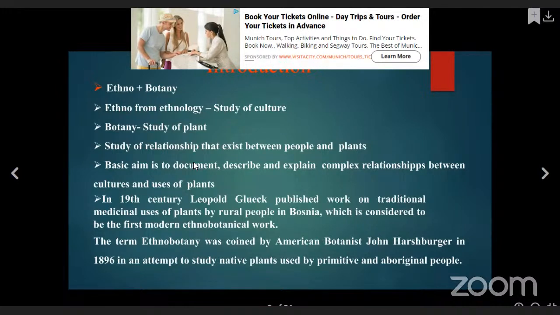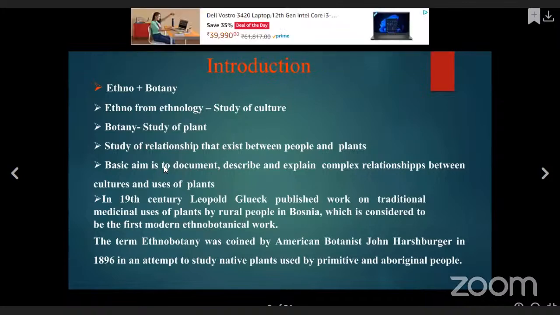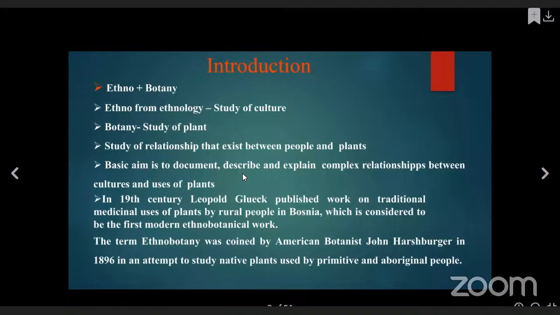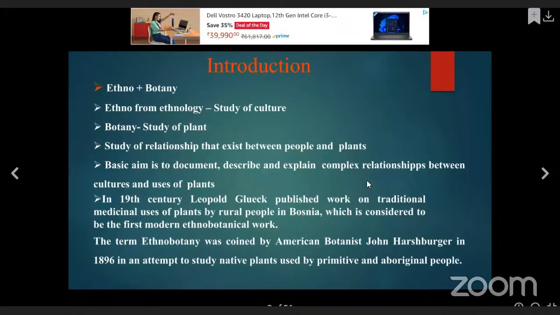In our traditional system of medicine, people are highly dependent on plants, right? Whatever health illness they have, they will depend mostly on plants. If they feel sick, if they have a snake bite, they will use some leaf extract for that. If they have some other illness, they will use different plants. The basic aim is to document, describe, and explain the complex relationship between culture and the use of plants.